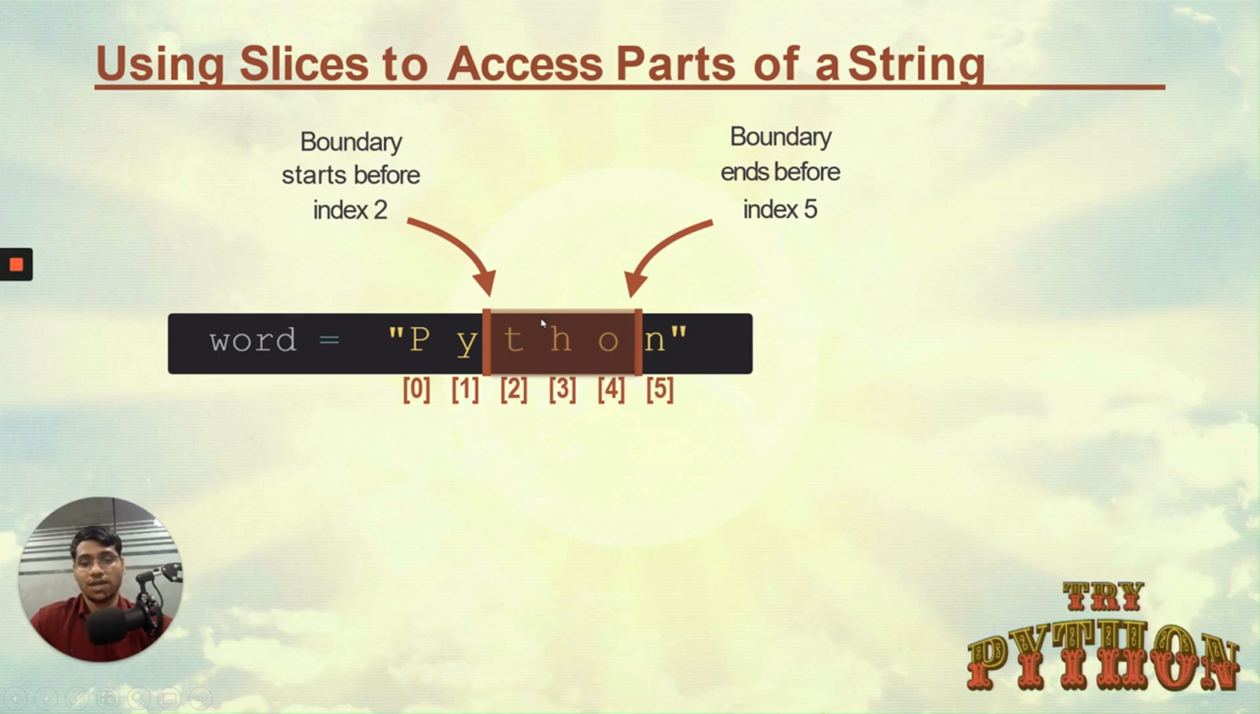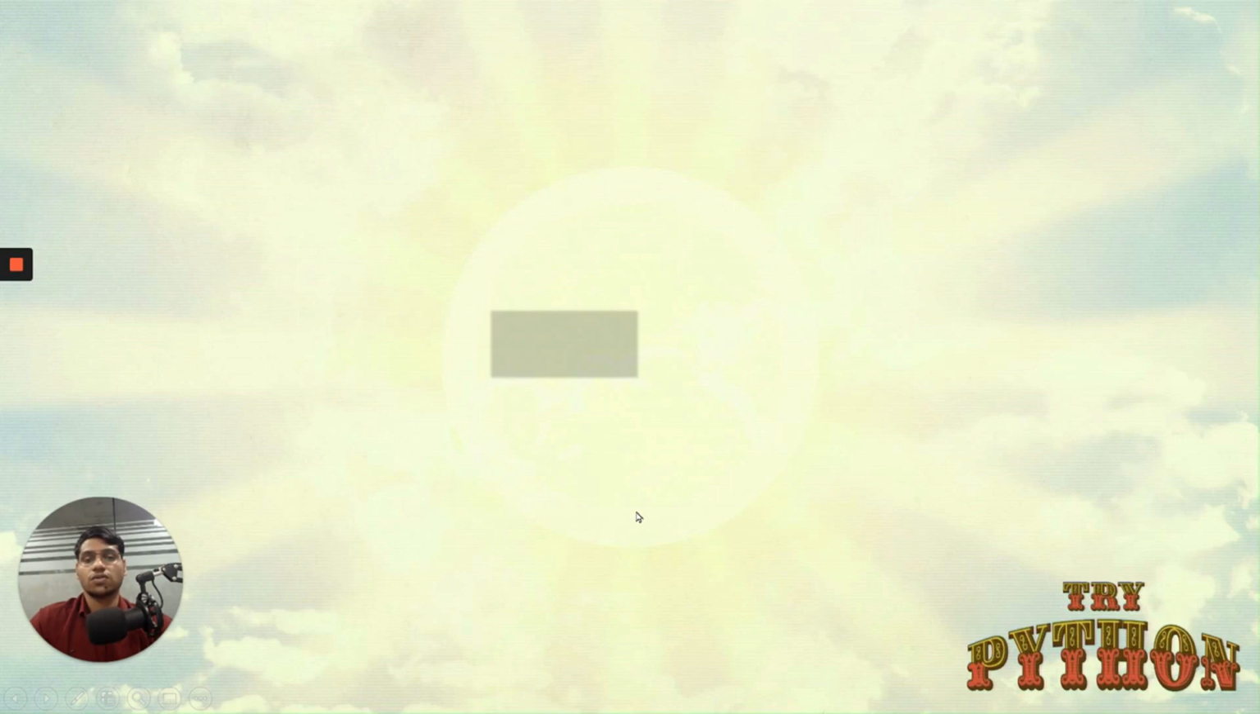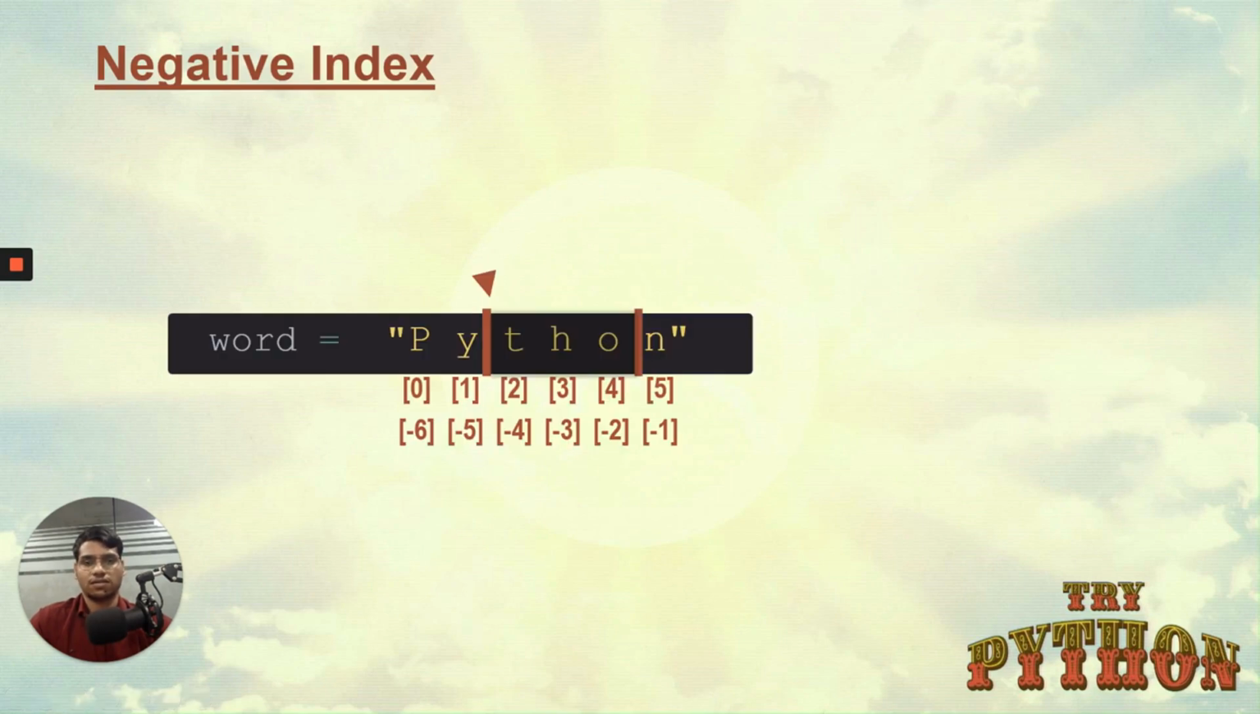Now if you wish to get this section of the string, you have to write the variable name, that is word, square bracket, starting index, colon, ending index plus 1. So in this case, instead of writing 4, I have to write 5. So this is how it will look. If I run this code, I'm going to get THO. So the final formula will look something like this.